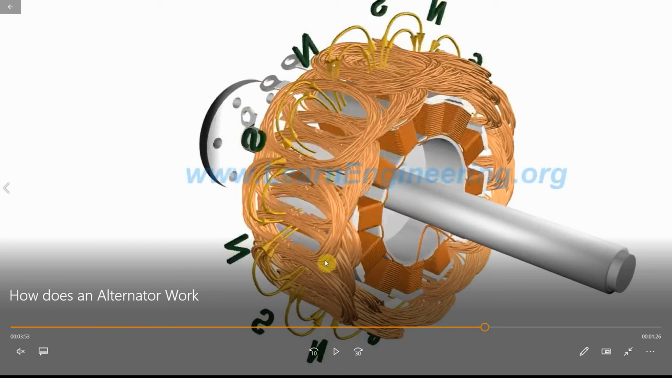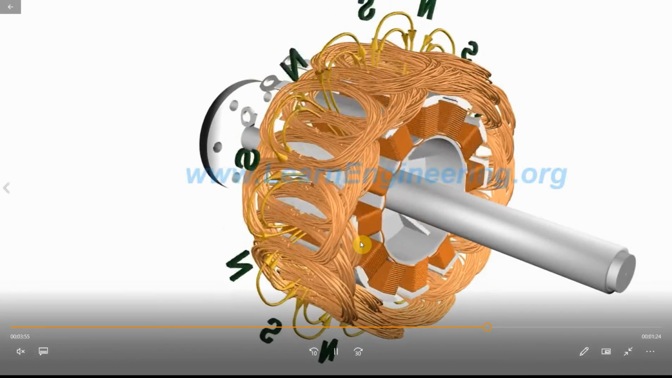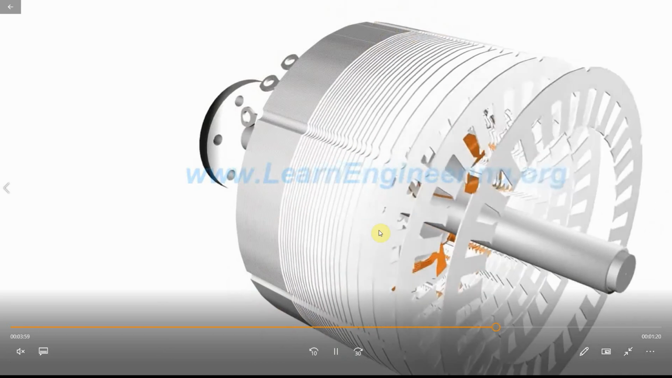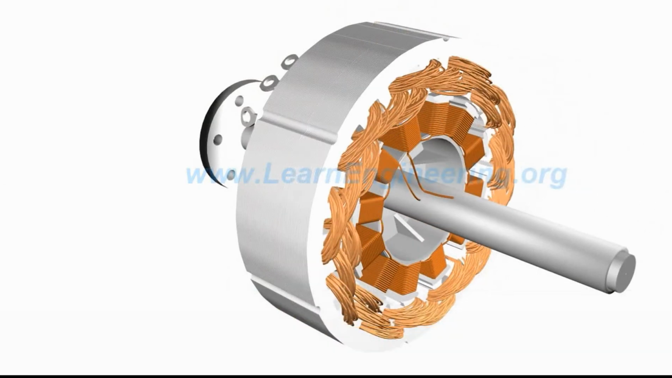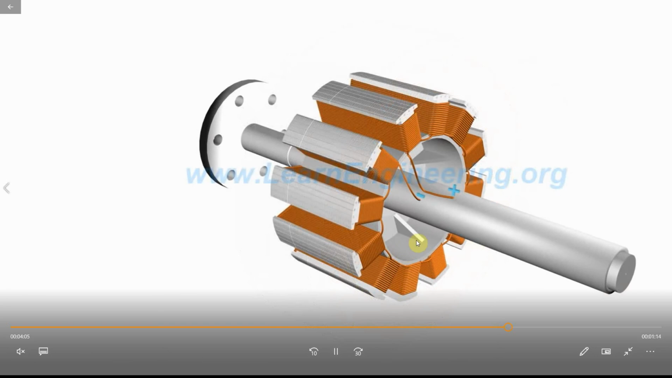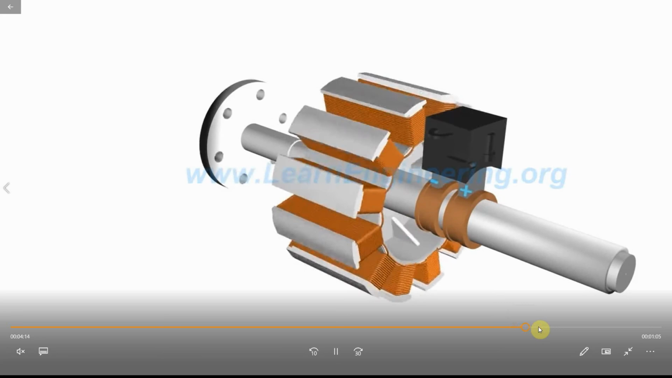Now this winding has to be put in some slots. This is how the slots are made. Can you see this? This is how the slots are made. This is another thing. The slip ring concept will come later.